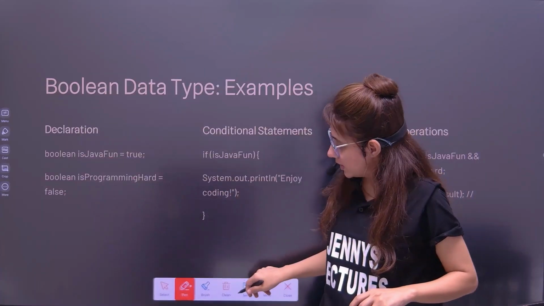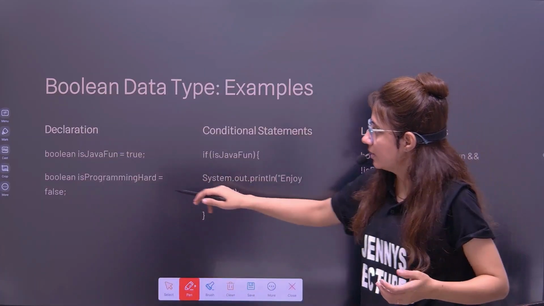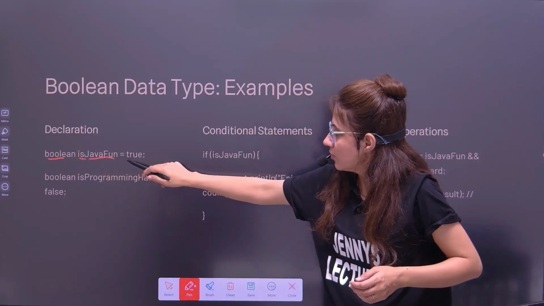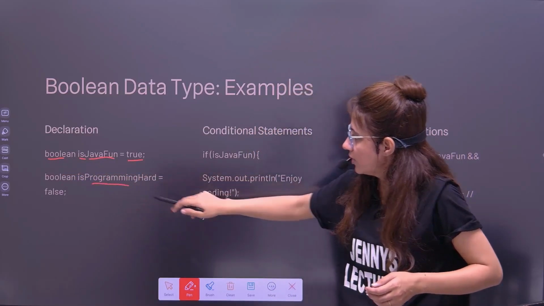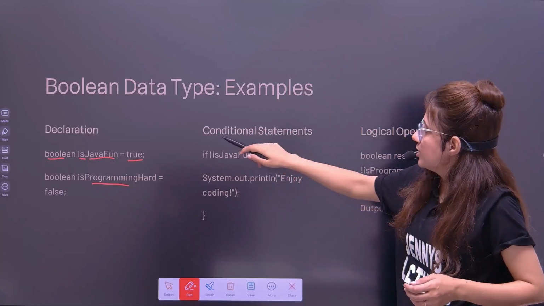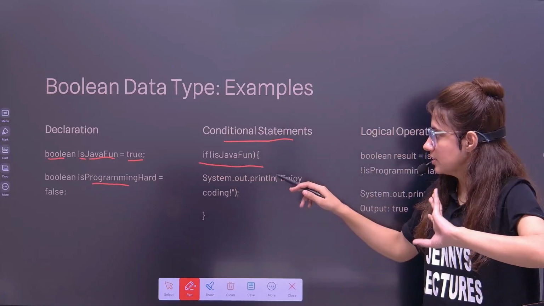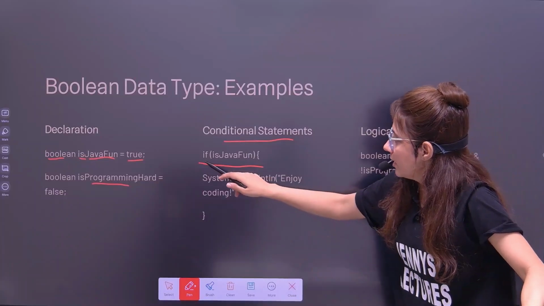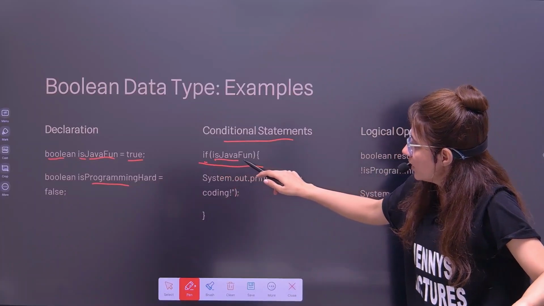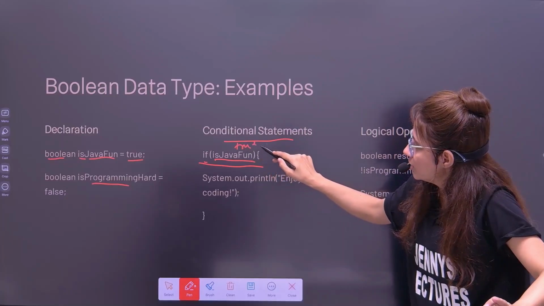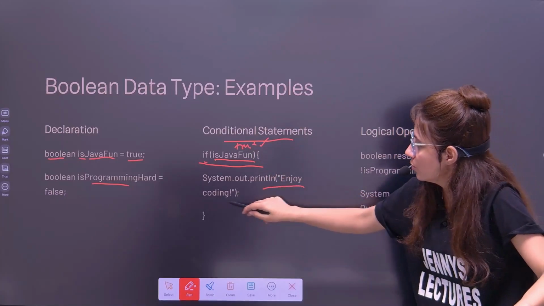You can see here the same example whatever we have taken. Boolean, the name of the variable is javaFun, it's true, and there are two boolean variables. Now in conditional statements, this is how we can use boolean variables. Don't worry, we'll discuss if else later. If just the name of the variable is javaFun and the value is true, so the condition is true, so it will print enjoy coding.